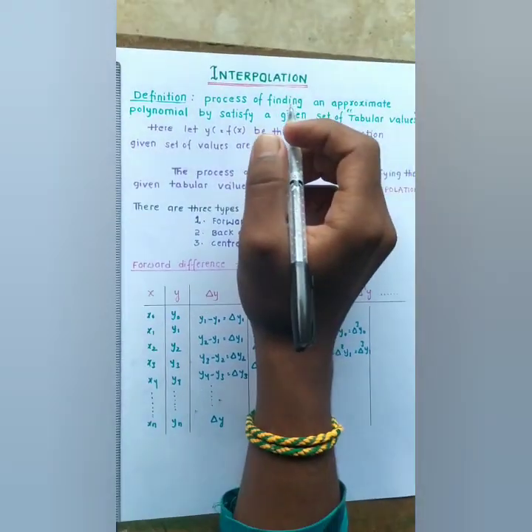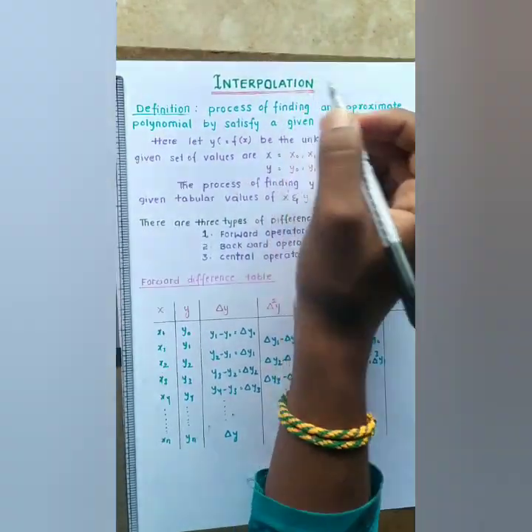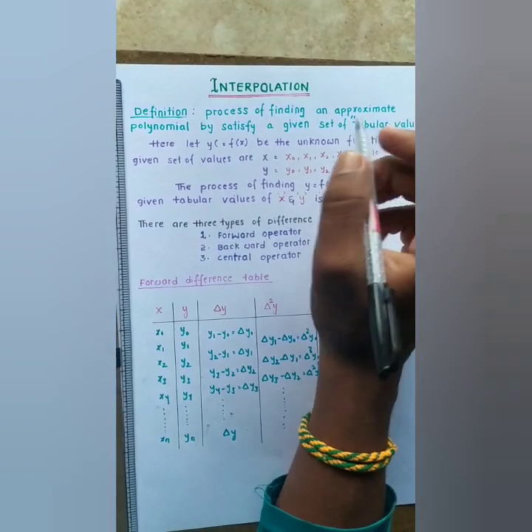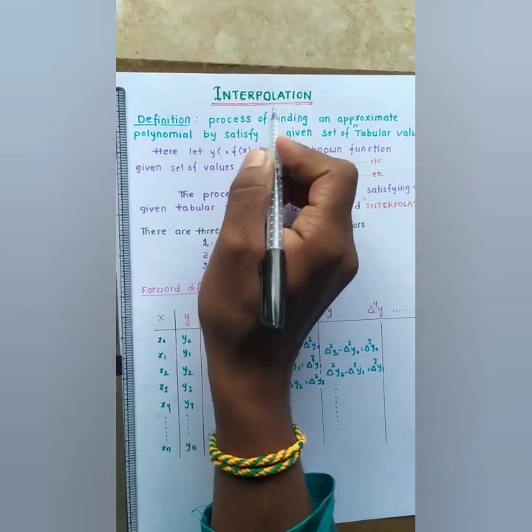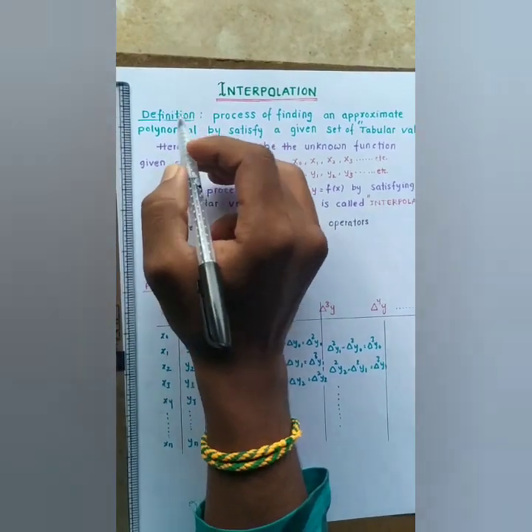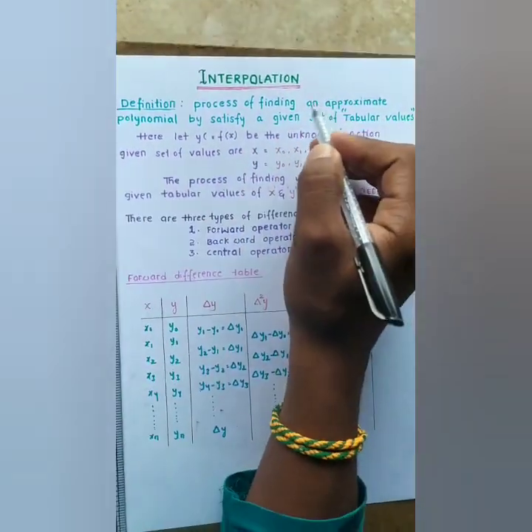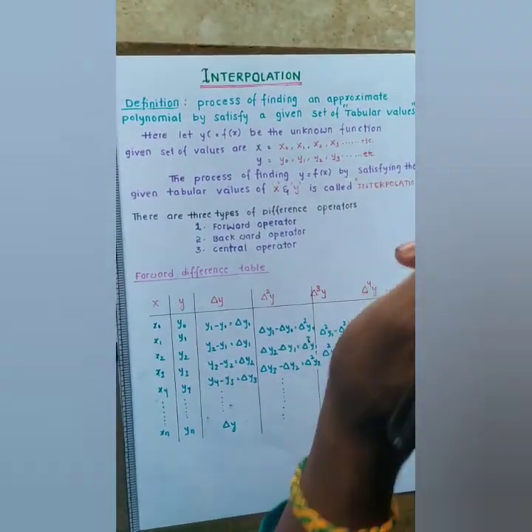Hi friends, by using interpolation we can find the approximate polynomial. First we can see the definition of interpolation. Interpolation means the process of finding an approximate polynomial by satisfying a given set of tabular values.